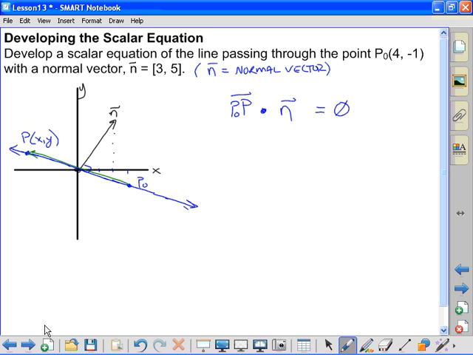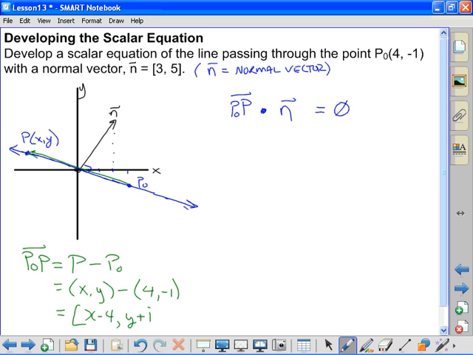Down below, I'm going to calculate the vector P naught P. Remember, it's point P minus P naught. So x, y minus the point 4, -1. The result is the vector x minus 4, y plus 1, which is an algebraic expression, and that's fine. Coming back here, the vector P naught P is x minus 4, y plus 1, dot with the normal, which is 3, 5.